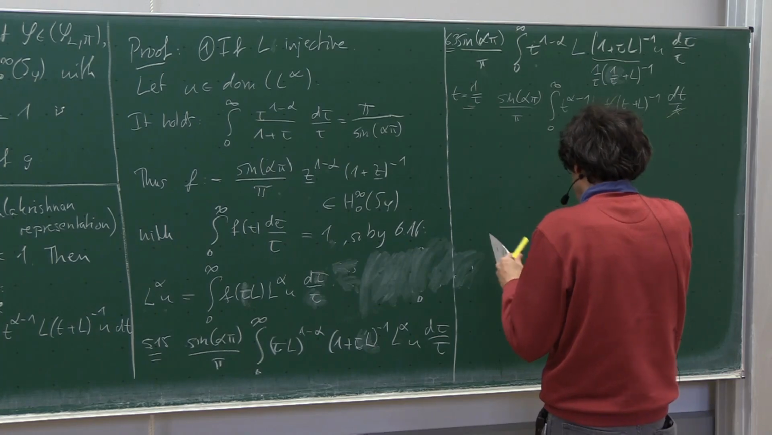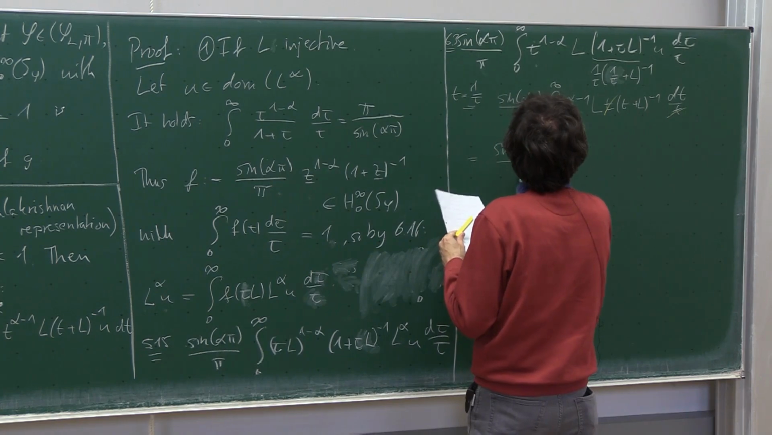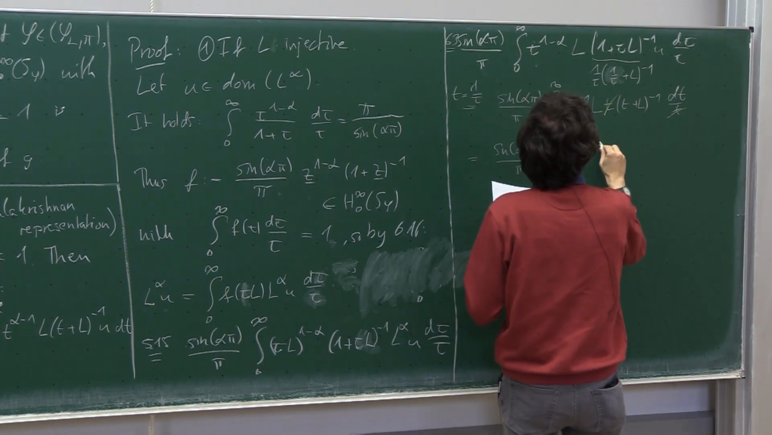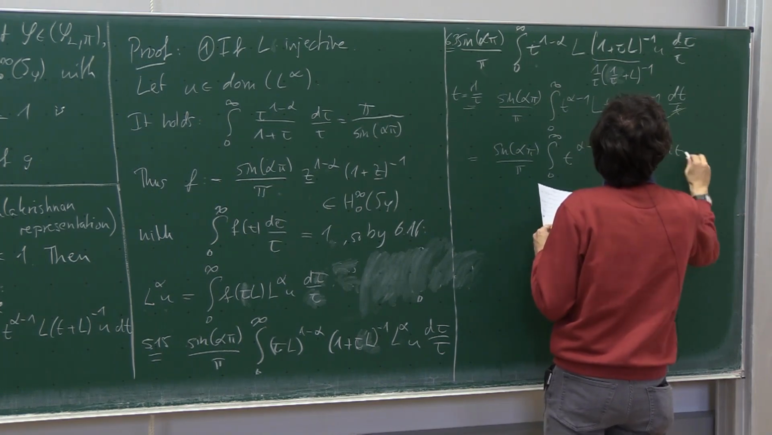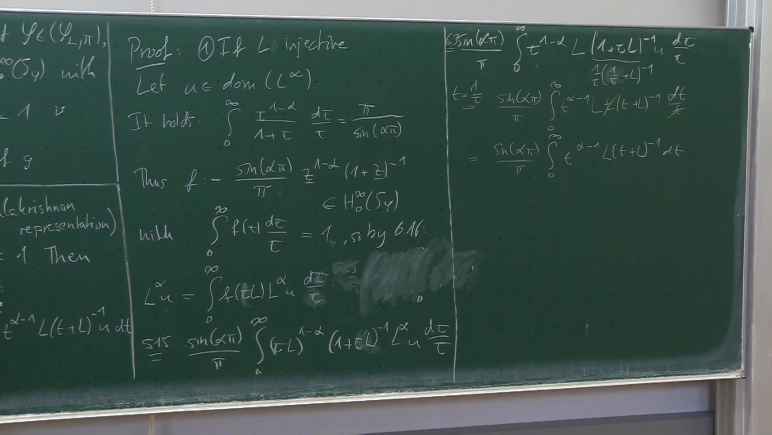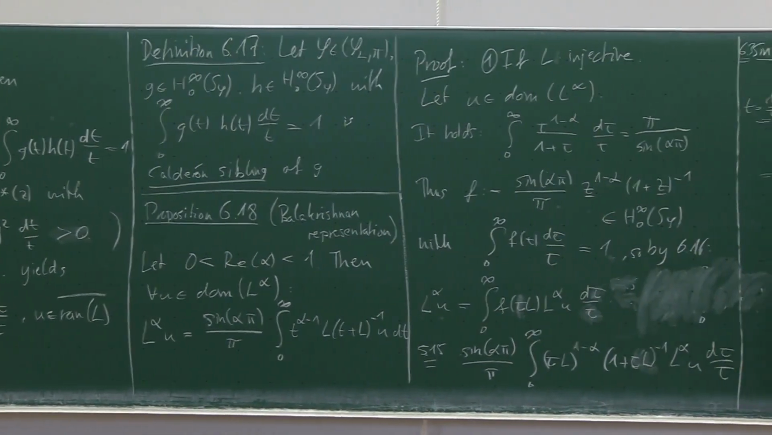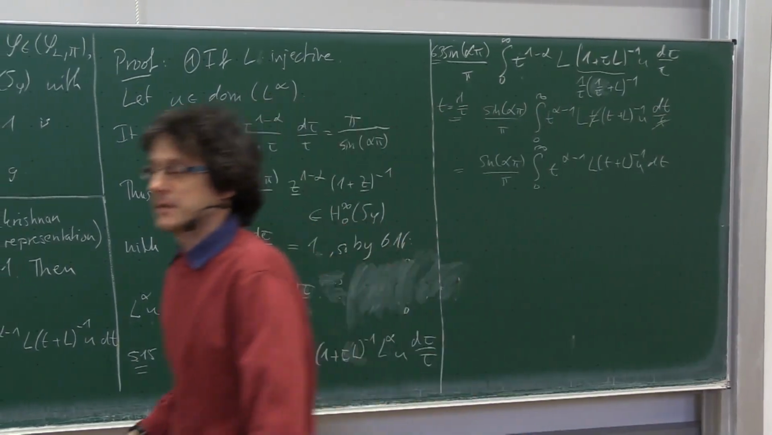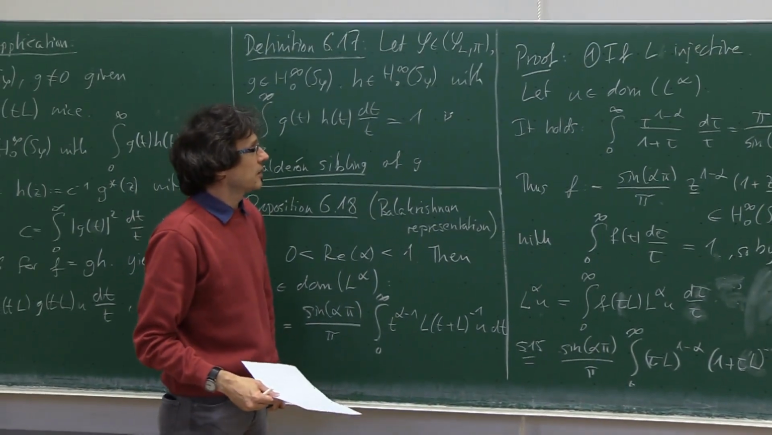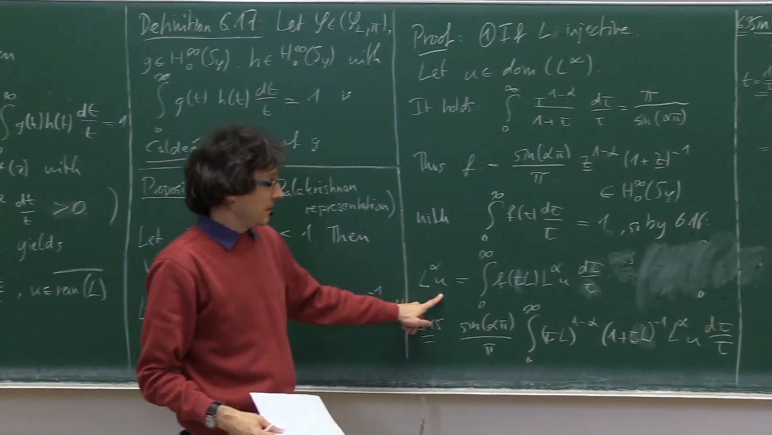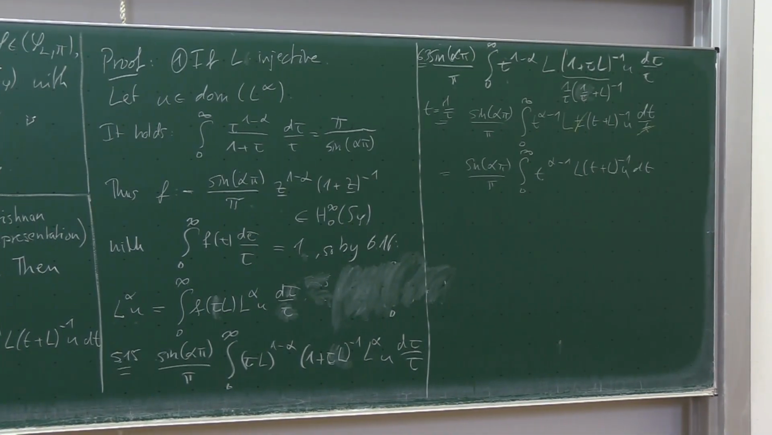And what remains is sine of alpha pi divided by pi, 0 to infinity, t to the alpha minus 1, L, t plus L to the minus 1, u dt. Okay, it's the same. So we get this formula by applying this Calderon reproducing formula to this element L to the alpha u, and then the rest is some algebra, some looking closely at the integrals.